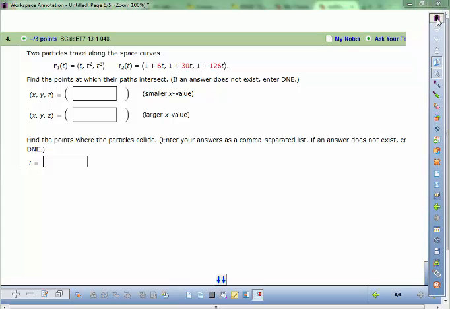Okay. Two particles traveling along space curves. Find the point in which the paths intersect. If an answer does not exist, then write DNE.